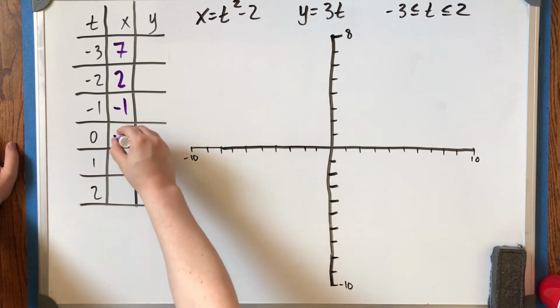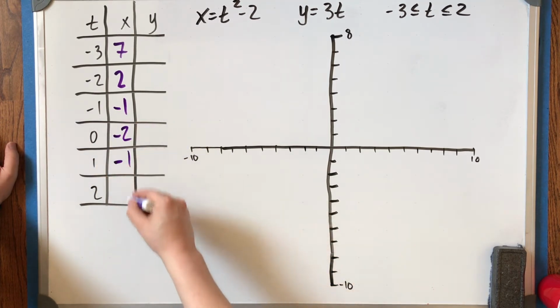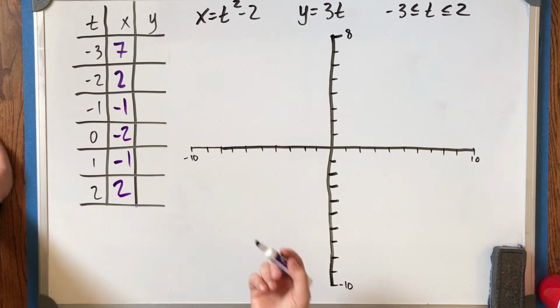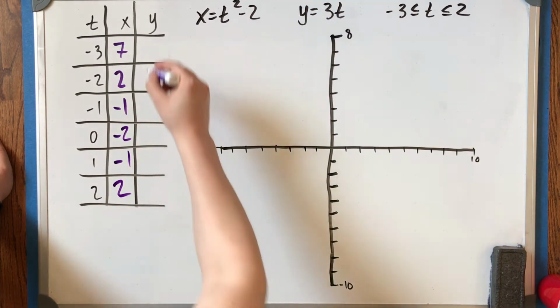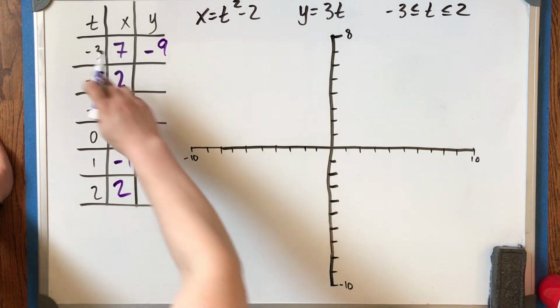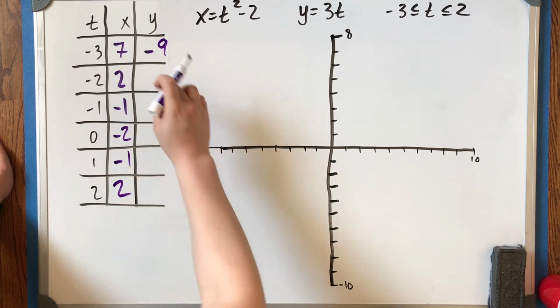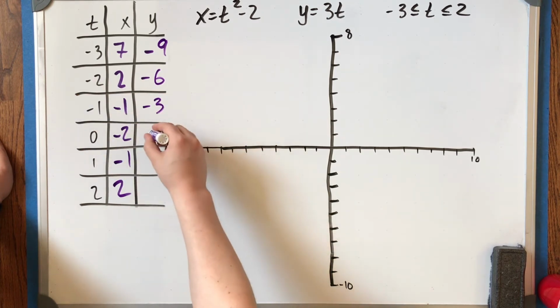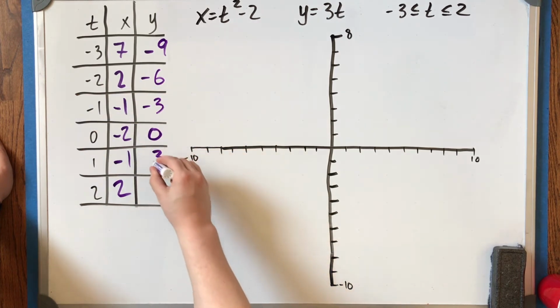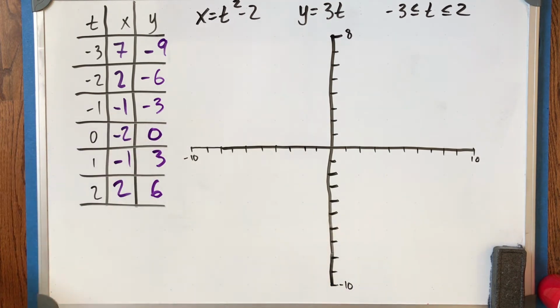I plug in 0, I get -2, then -1, and then 2. I'll do the same exact thing for the y value, so I'll do 3 times t for all of them. That's going to give me -9, so I'm doing -3 times 3, -2 times 3, -1 times 3, 0 times 3, and so on. And now all I'm going to do is just plot the xy points, okay?